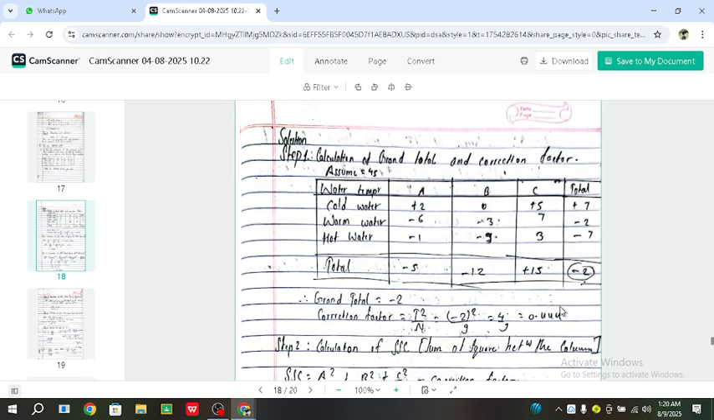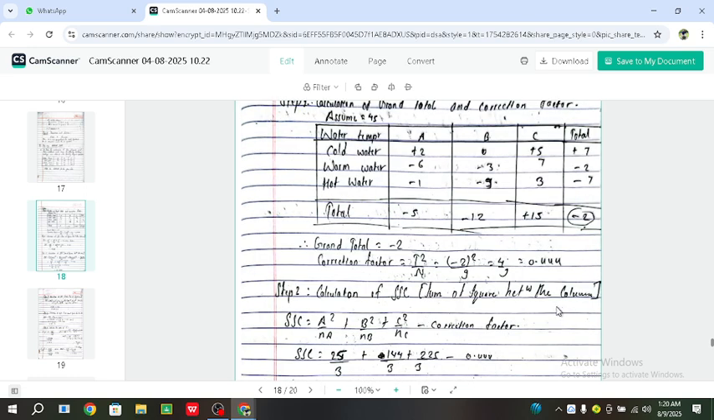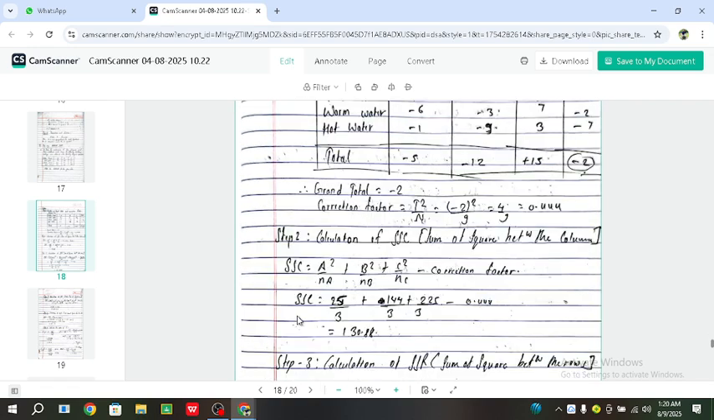Okay, now no need to worry. Same as the grand total. The correction factor is the grand total, minus 2 whole squared, divided by 9. That means the square is 4, 4 by 9, that is 0.44. Look at this correction factor. That means 0.44 should be corrected. This value should always be positive. Okay, don't worry. And step 1 is finished now.